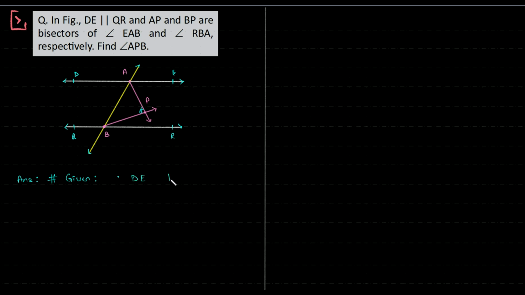So the very first thing is DE is parallel to QR. That's our given. Then we have AP, which bisects angle BAE, and we have BP, which bisects angle ABR. So what do we have to find, guys? Angle APB. Now let me start the working.